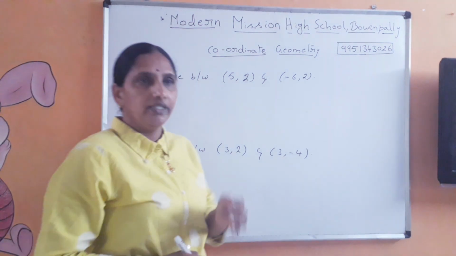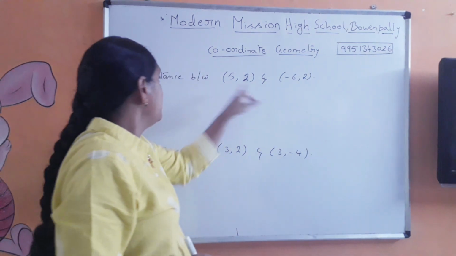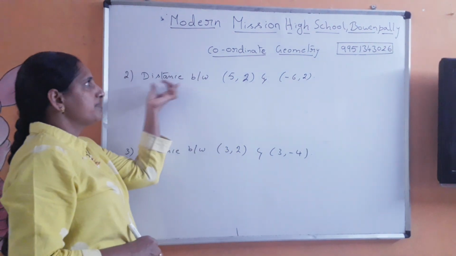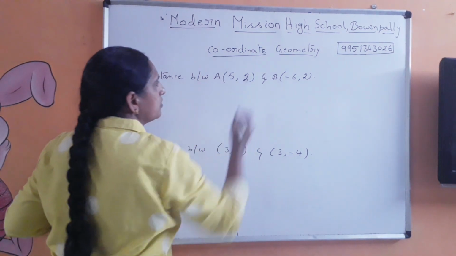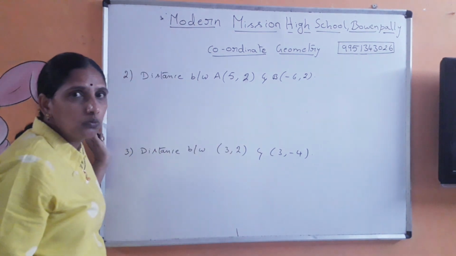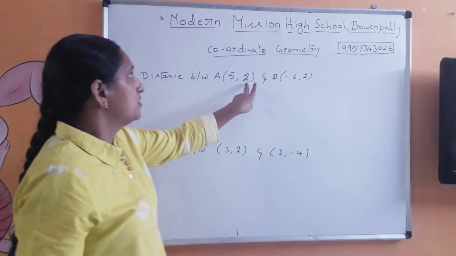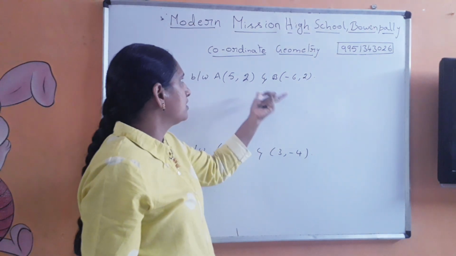So done with copying that. Now the next one, let us see the second example. Distance between, let me name A and B as the points. A is 5 comma 2 and B is minus 6 comma 2. What do you observe here? 2 is the same. Simply, for the children who can do it directly.